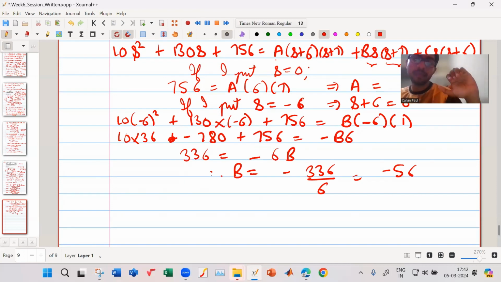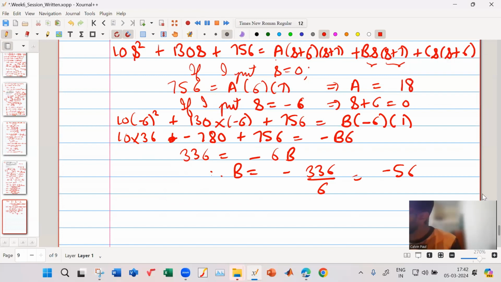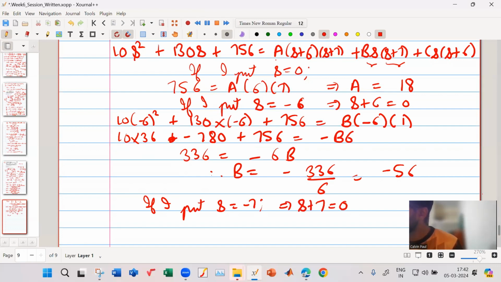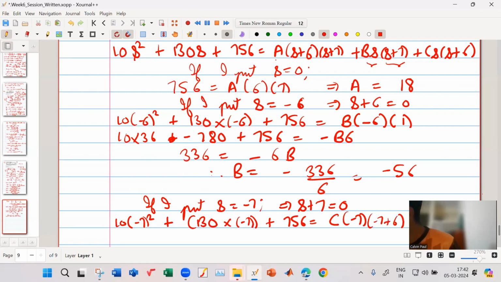All right. Yes, sir. Now I want to find the value of C. So what do I have to put? If I put S equal to minus 7, that will imply S plus 7 is equal to 0. So A and B will go off. So it will become 10 into minus 7 square plus 130 into minus 7 plus 756 is equal to C into minus 7 into minus 7 plus 6.